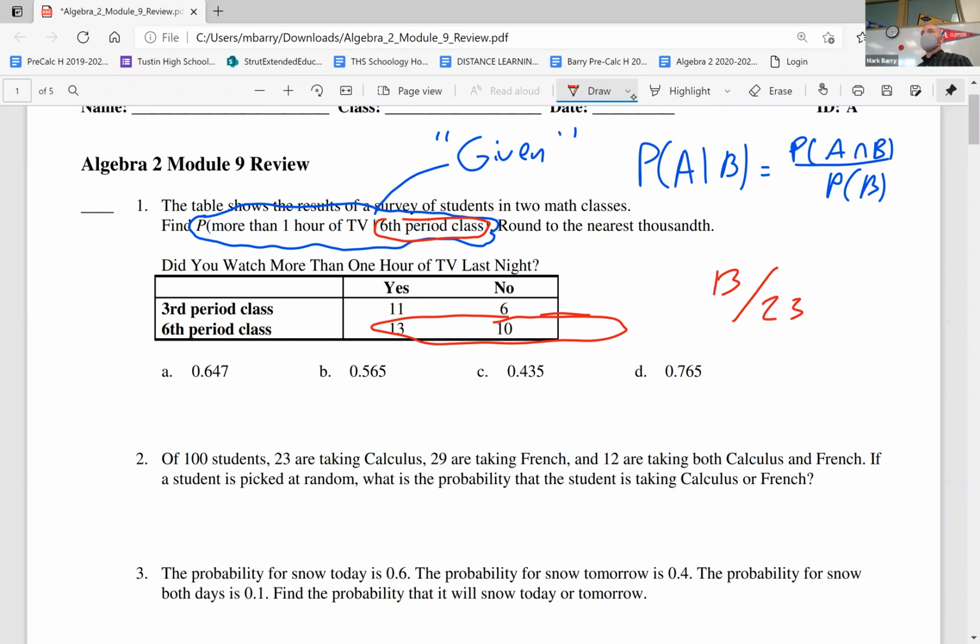Sometimes they'll leave that as a fraction, and that's fine. Sometimes they'll do it as a percentage, sometimes as a decimal. The only way we'd know that is, if it's multiple choice, we would look at the multiple choices. So we'll do this one, 13 divided by 23. This gives me 0.565 on the calculator. So then I know the answer is B.